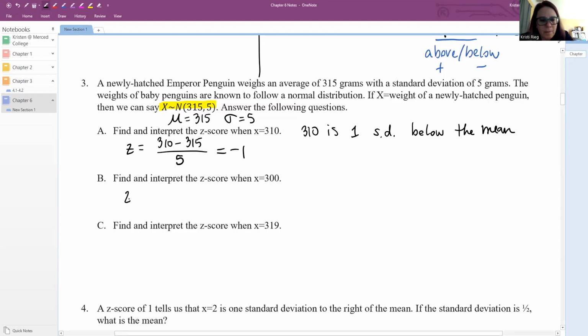So we have z equals 300 minus 315 over 5. Now, the mu and the sigma stay the same. So this formula looks almost identical to part B. The only difference is I have 300 instead of 310. So I do 300 minus 315 divided by 5, and I get -3. So 300 is 3 standard deviations below the mean.